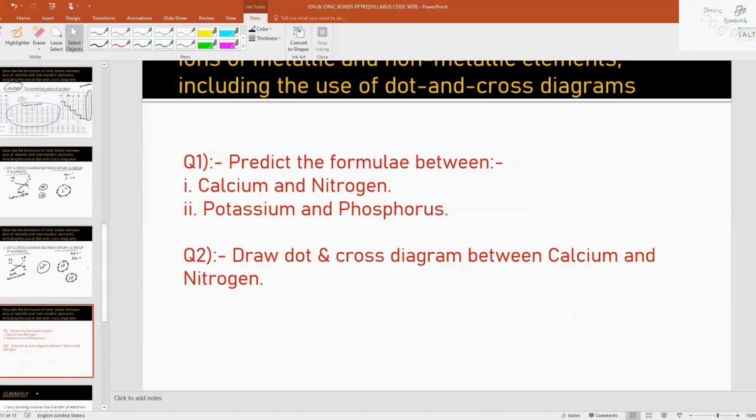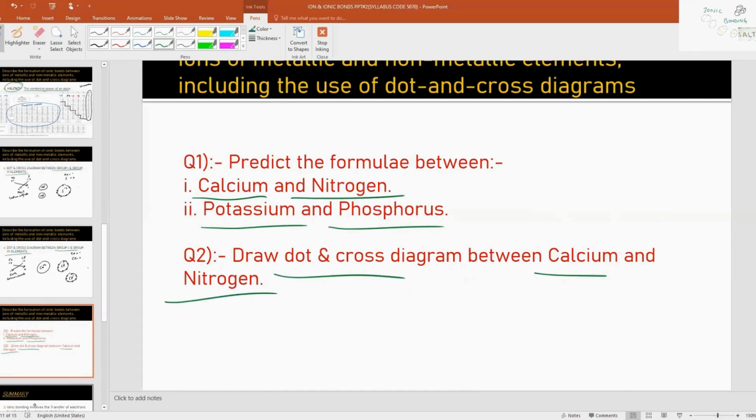Try these questions. Predict the formula between calcium and nitrogen, phosphorus and potassium, and phosphorus. Draw dot and cross diagrams between calcium and nitrogen.